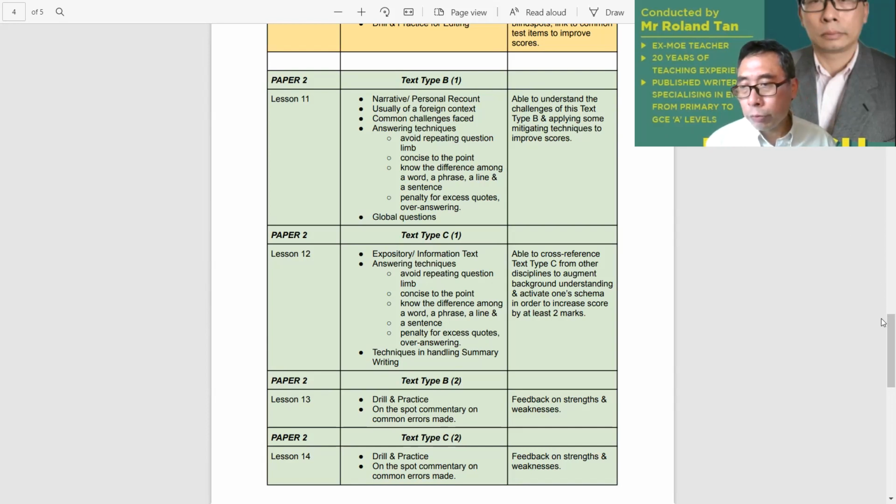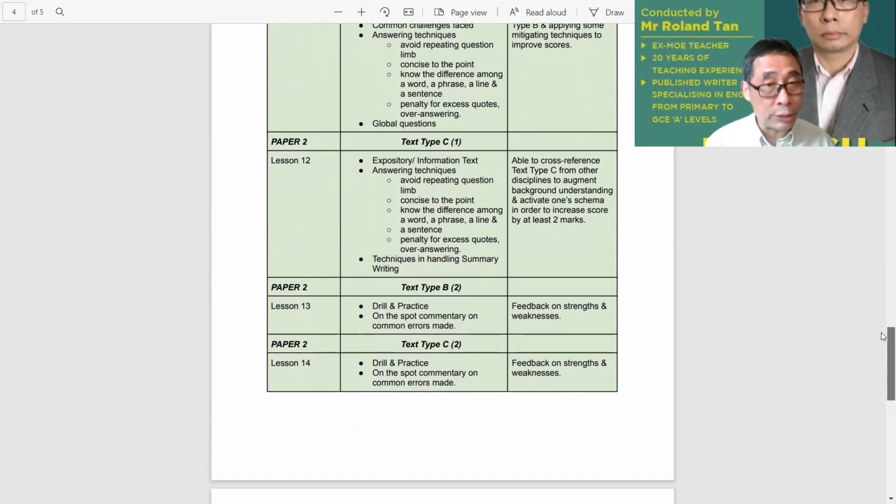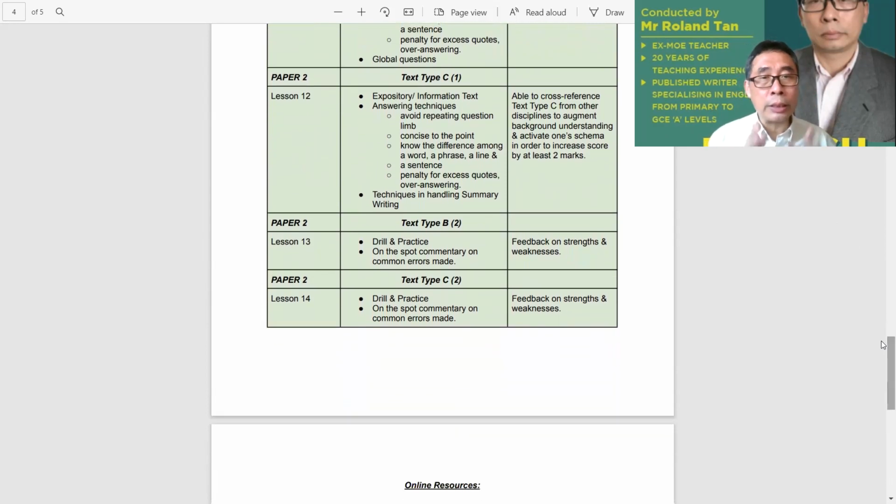In lesson 12, we will cover text type C. This is the expository information text. Same thing, I'll be going through the answering techniques. I'm not going to repeat that. It is basically the same as for text type B.